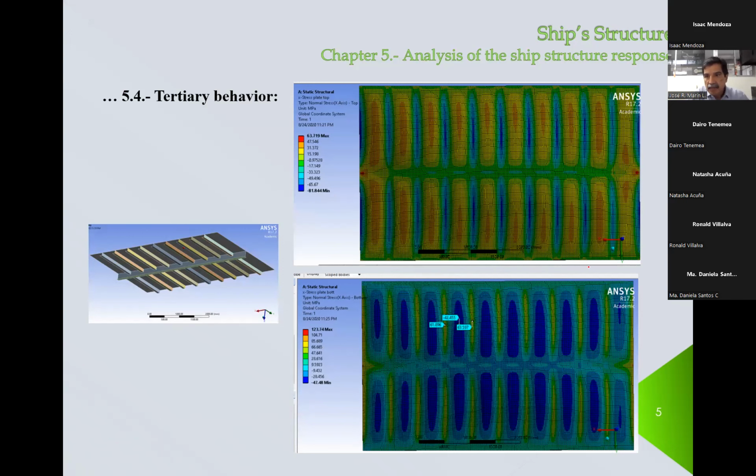This is X, maybe you see here. Okay, this is X, and this is Y. Okay, here it says that this is on the top of the plating. And you see that here, this is blue, so this is negative, and this is positive. This is negative, and this is positive, and so on.